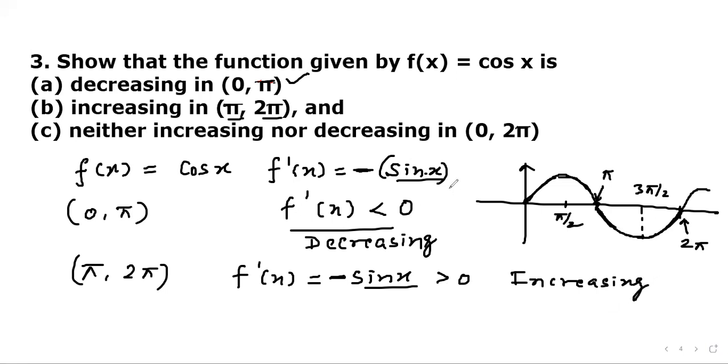Now, if we consider from 0 to 2 pi, the function first decreases, then increases. So we say that in the interval 0 to 2 pi, the function is neither increasing nor decreasing.